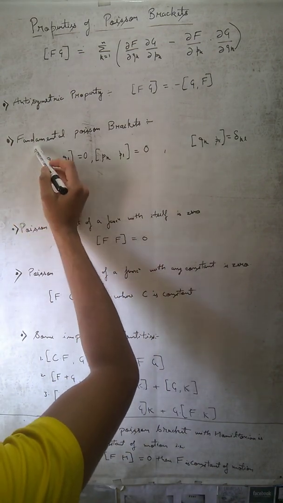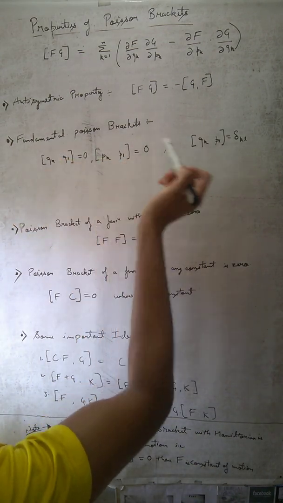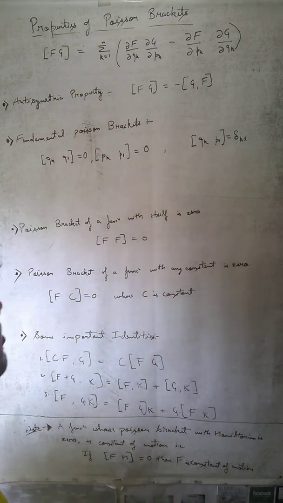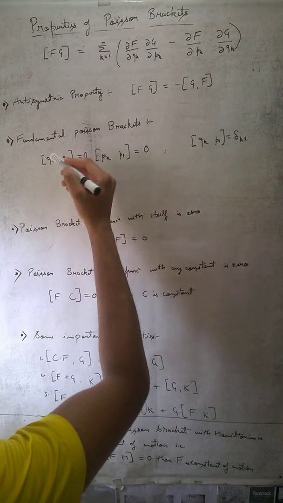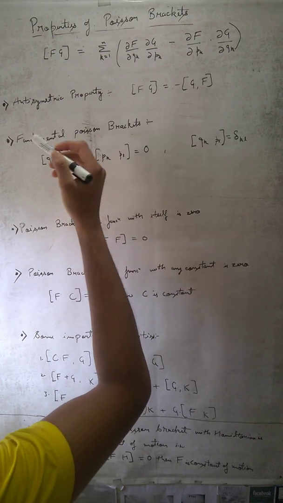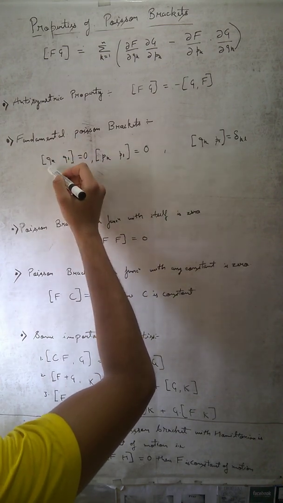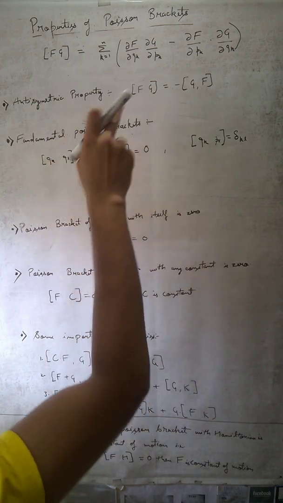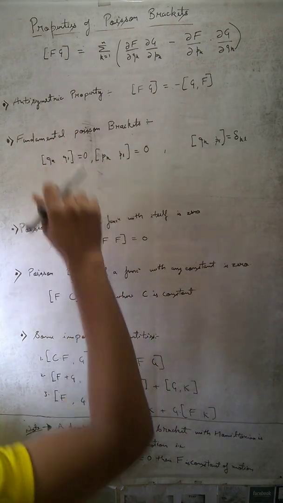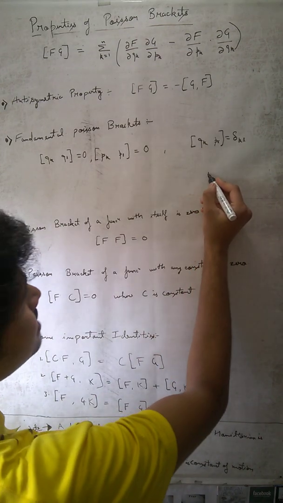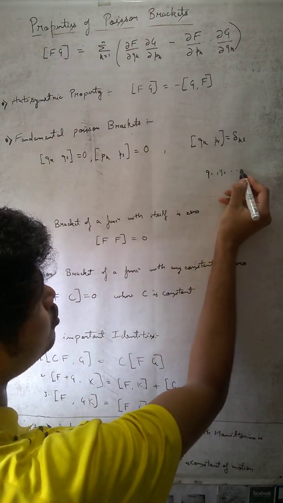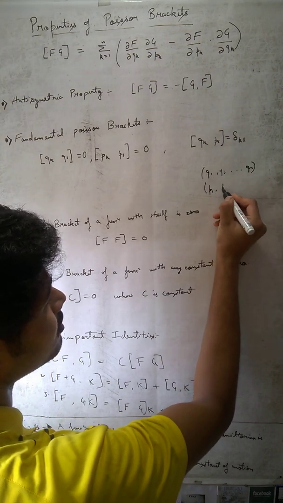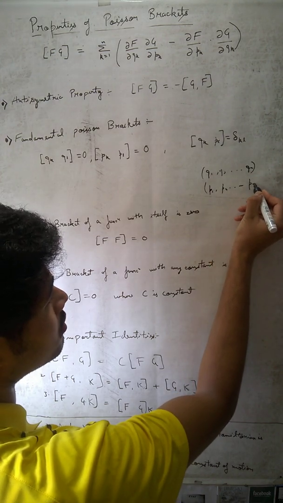After this we have the next property. We will see some fundamental Poisson's brackets, in which the first fundamental Poisson's bracket is the Poisson's bracket of two coordinates. Suppose we have n generalized coordinates q1, q2, up to qn. Likewise, we have n values of momentum.